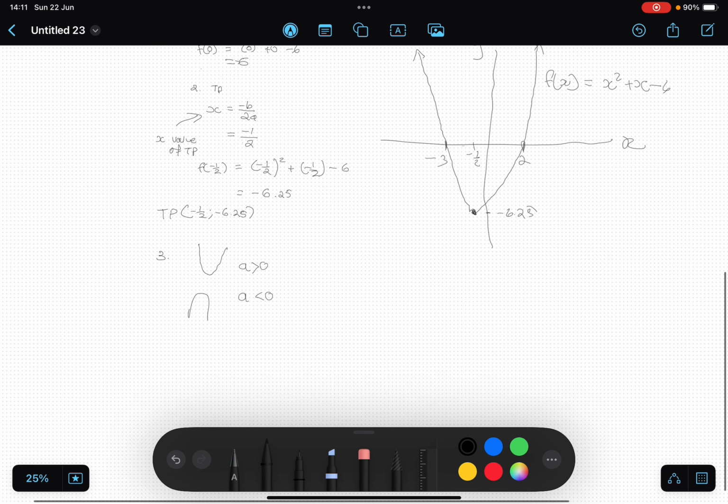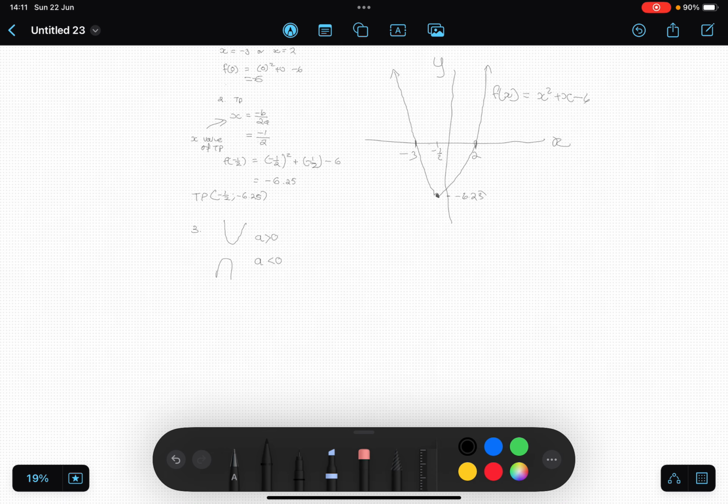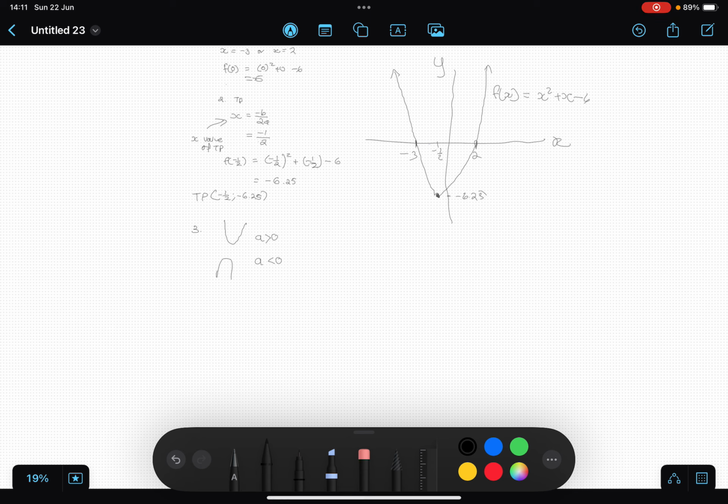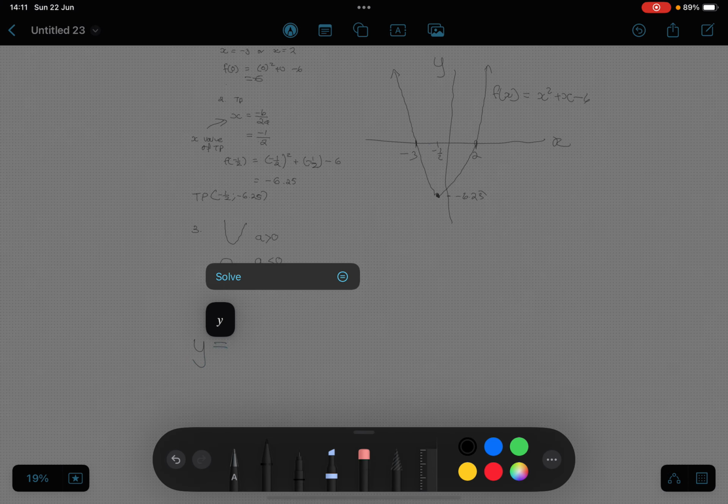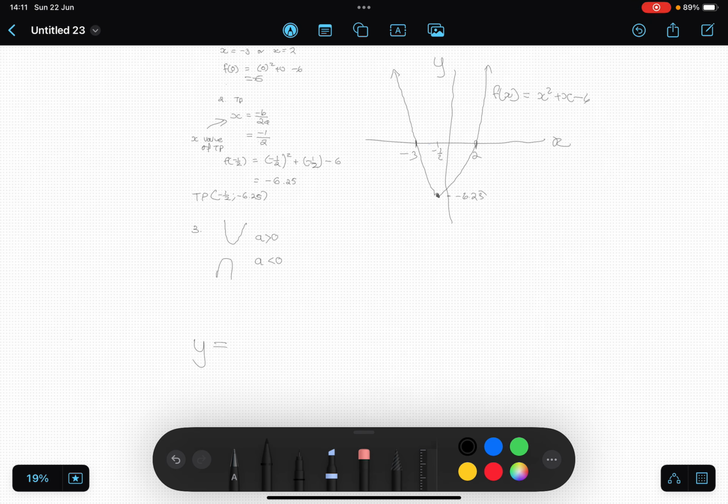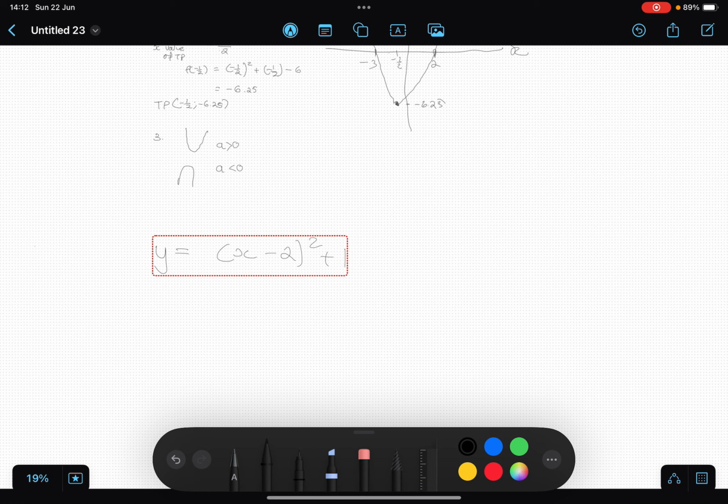Right, now option 2, let's look at the next form. What if they gave it to you in the turning point form? Let's do an example where they gave it to you in the turning point form. Remember that the turning point form tells us quite a bit about the graph. So let's do this example. If you have something like this, that is in the turning point form, which means that we already know the turning point, so we don't have to do that step.